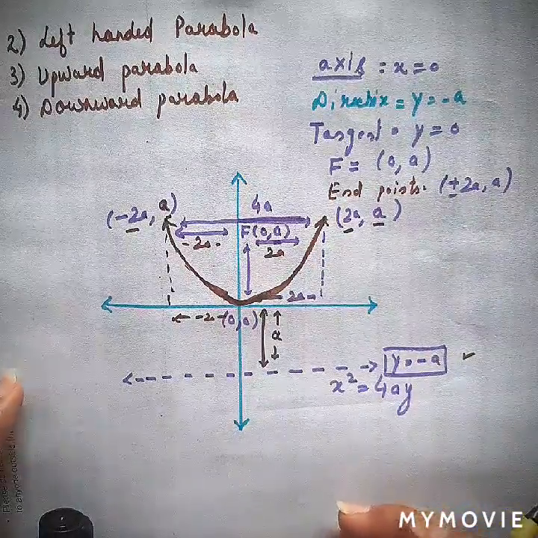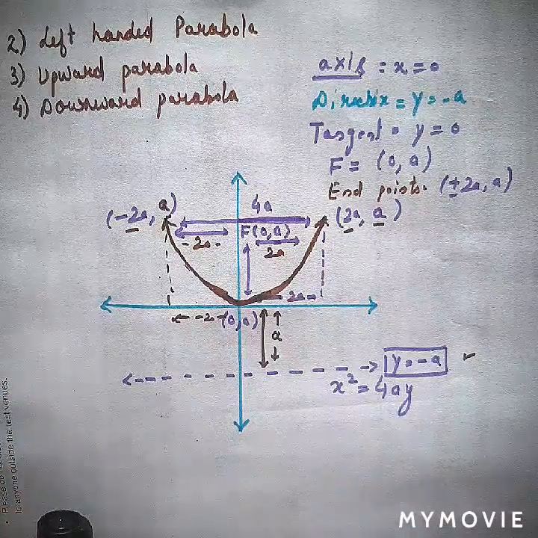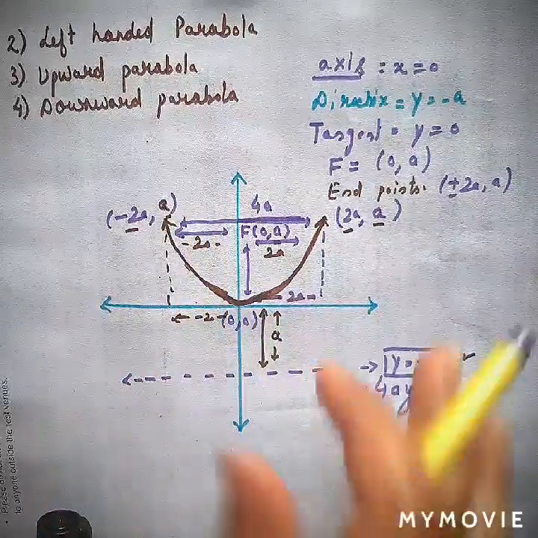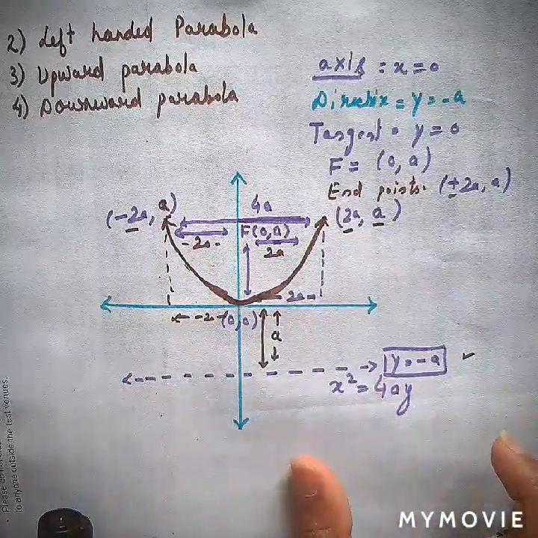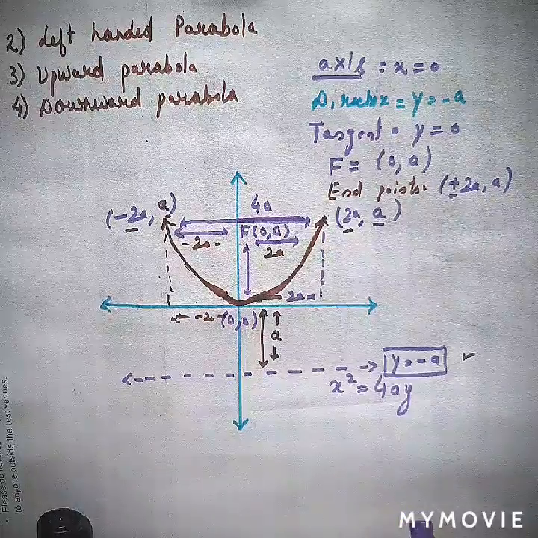Anything else which is left? No, this is all about it. In this way you can make a downward parabola also. Fine. If you understand this properly, then you can make both the left-handed parabola and the downward parabola. And thank you so much for this.